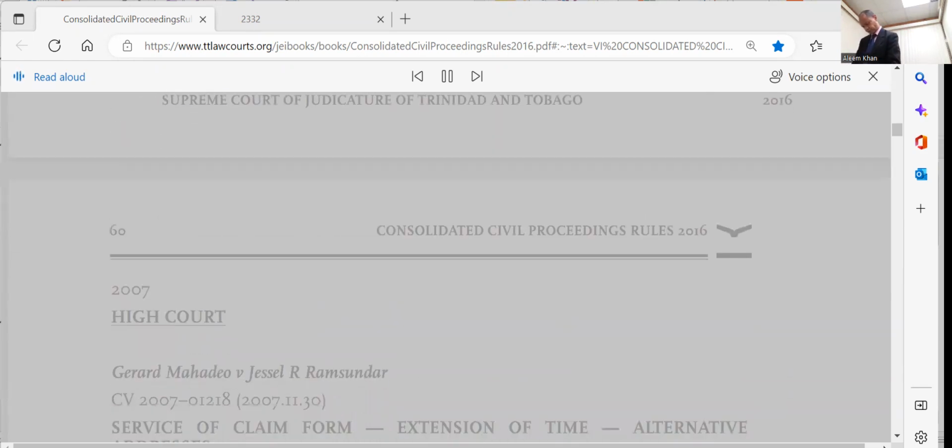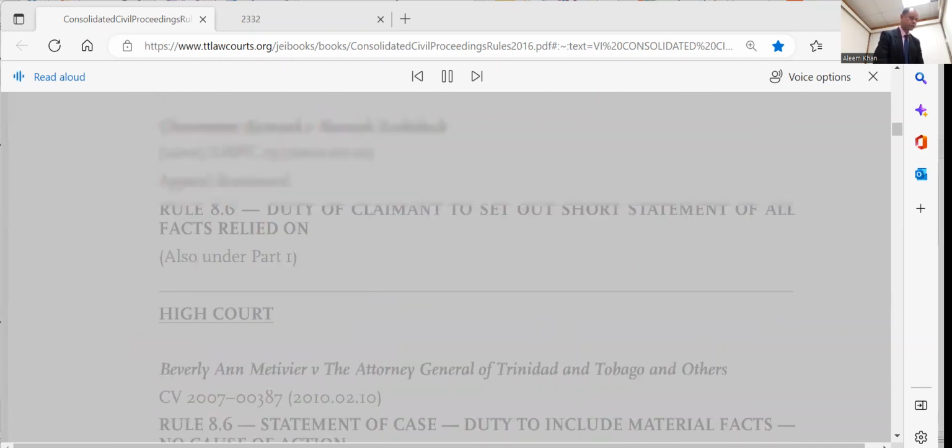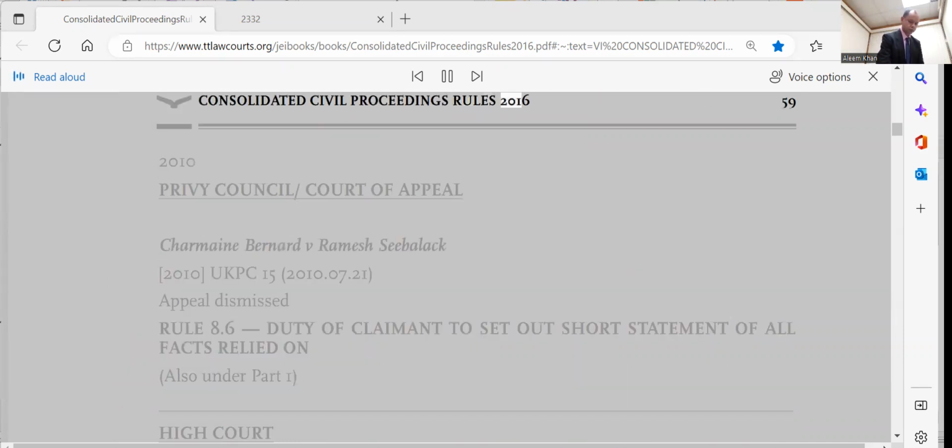Supreme Court of Judicature of Trinidad and Tobago 2016. Consolidated Civil Proceedings Rules 2016-59. 2010 Privy Council/Court of Appeal.